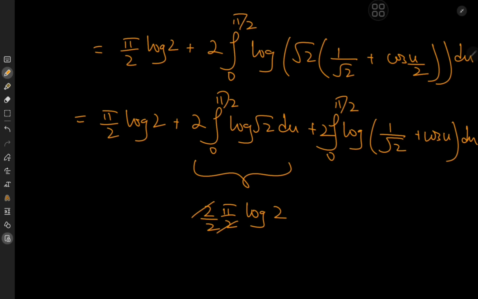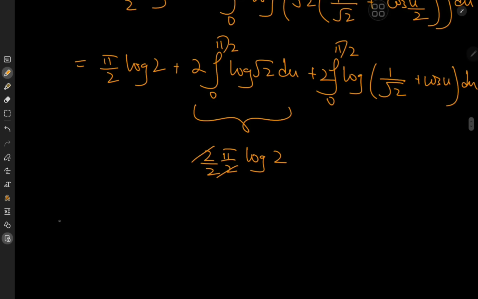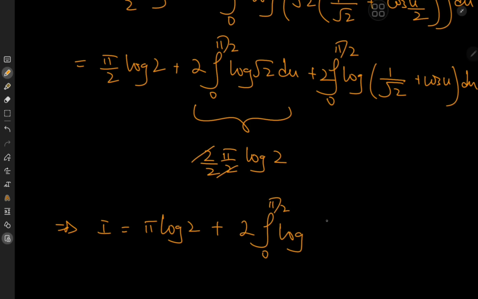That means we have pi by 2 log 2 plus pi by 2 log 2, implying that the target integral I equals pi times log 2 plus twice the integral from 0 to pi by 2 of the logarithm of... what exactly is 1 by root 2? Isn't that exactly what the cosine of pi by 4 evaluates out to?